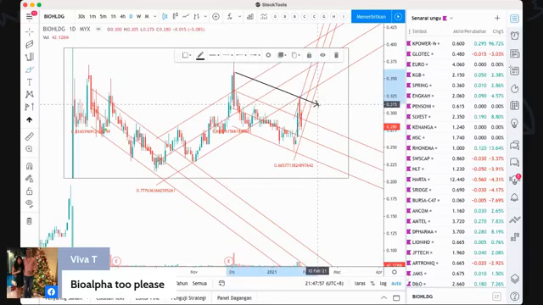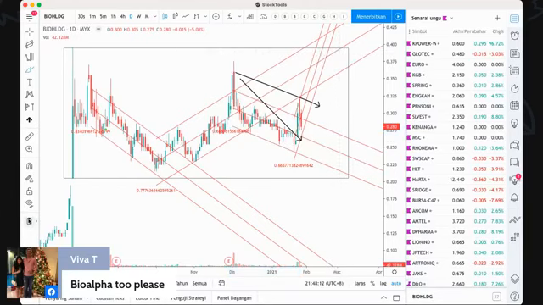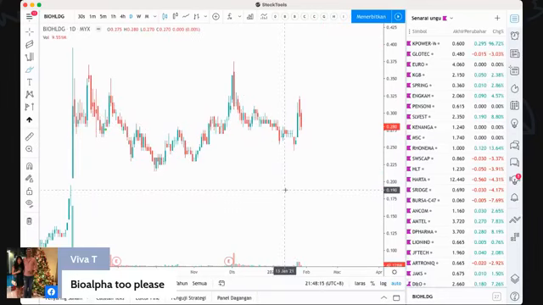So yeah, resistance of this. But this is probably what you'd call a wedge pattern, right? Yeah, I do. And if anyone was monitoring this at the time, then you would have seen a breakout coming.